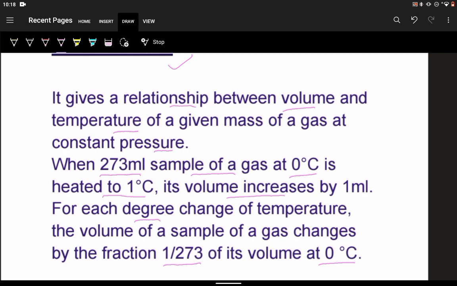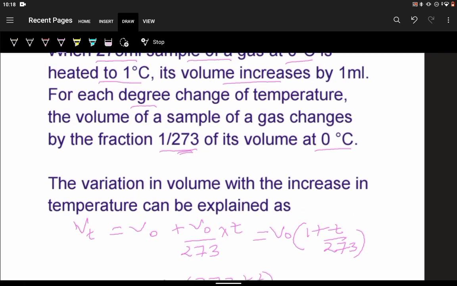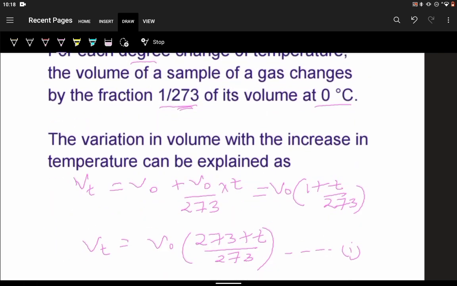Now why are we using this number 273? The reason being, whenever we have to convert degree C into Kelvin, you add 273, means degree C plus 273 gives Kelvin. So this number 273 is used. Also we know that absolute 0 is minus 273 degree C. So there is a variation in volume whenever there is an increase in temperature. This variation can be explained mathematically as well.